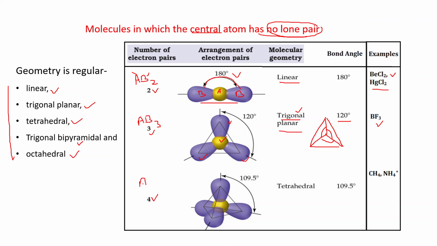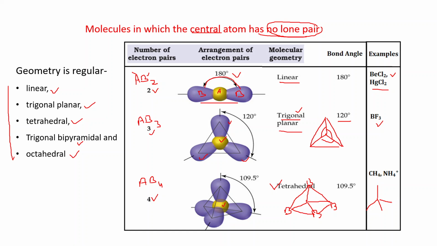Number of electron pairs 4. Then this is an AB4 type molecule. A is the central atom, and these are B, B, B, and B. If we join the centers of these atoms, then we will get one geometry, and this geometry is called tetrahedral. You can also draw it like this. This is the central atom. This is 1, this is 2, this is 3, and this is 4.